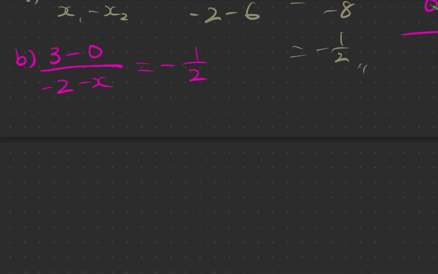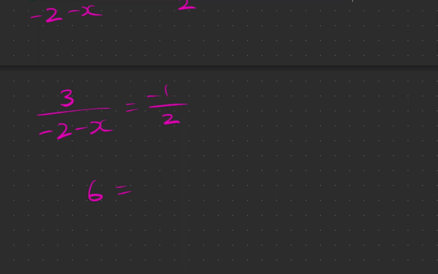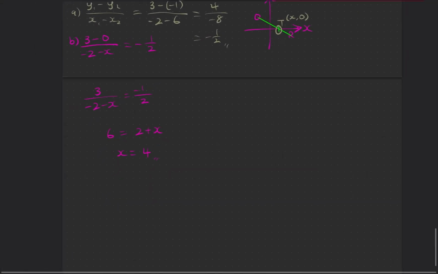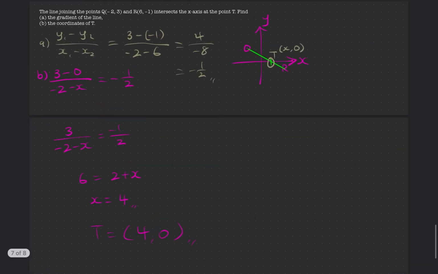Okay, so now we have this. We can just cross multiply the values. First, 3 over -2 minus x equals -1 over 2. So we'll get 6 equals 2 plus x. So x therefore equals 4. So thus, T's coordinates equal (4, 0). And there you have it.